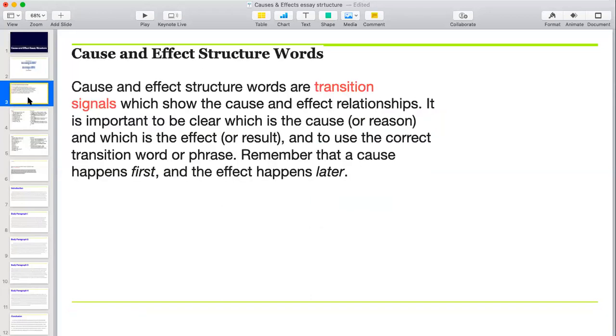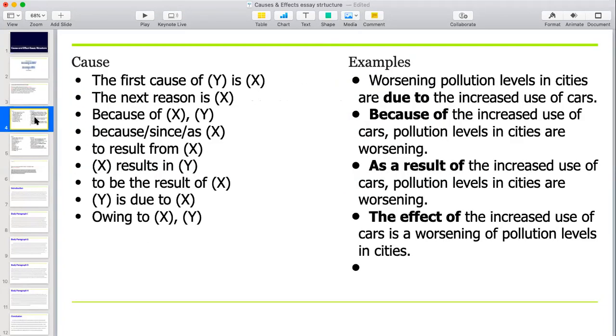First of all, there are some transitional words that we have to use, and they are very important because they are the ones that are going to tell me if you are talking about the cause or the effect. So, cause and effect structure words are transitional signals which show the cause and the effect relationship. It's important to be clear whether you're talking about the cause, the reason, or the effect. Okay? So let's see some examples to understand more.